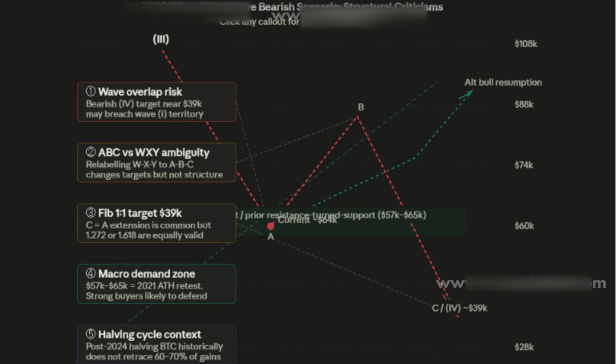So basically, the Claude AI model analysis focuses on these five criticisms as presented in this diagram. You can see the first one is the wave overlap risk. The second one is ABC equals WXY, and the fifth one-to-one target can also be equally valid with 1.272 and 1.618 Fibonacci. The macro demand zone is around $57,000, and in the halving cycle in many previous years a 60 to 70% retrace never happened.